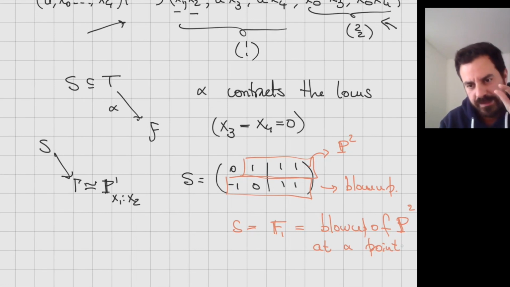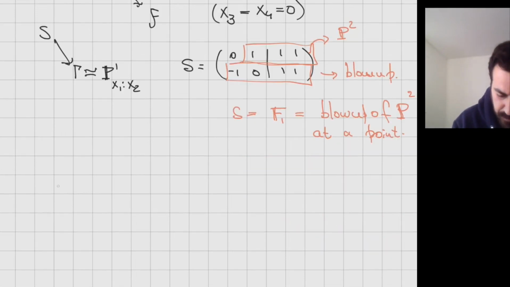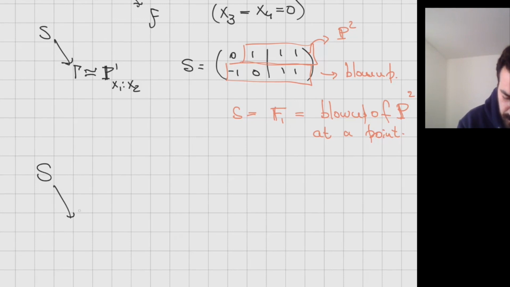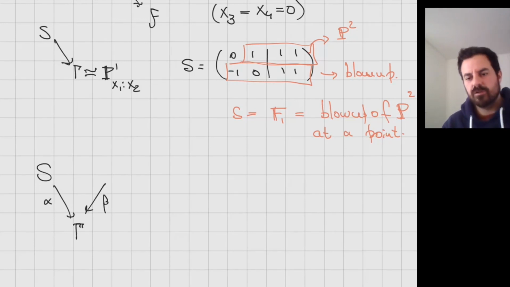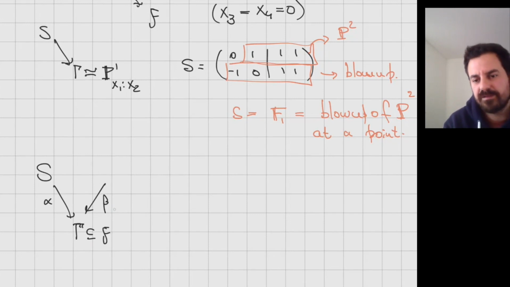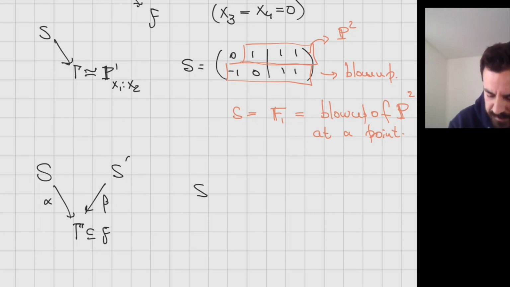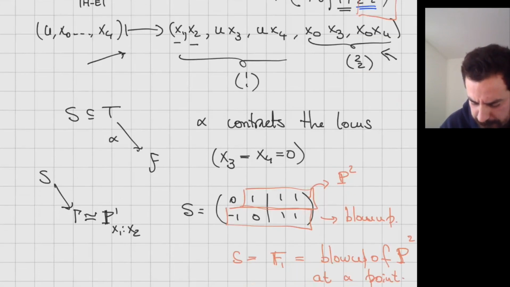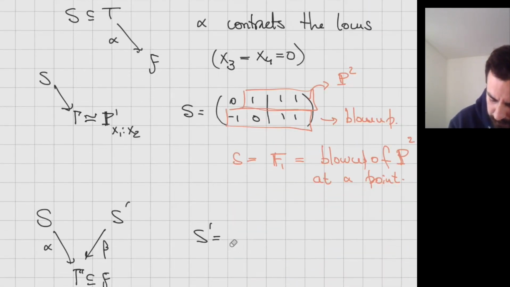Okay. So this is the picture you have. You have S being contracted to gamma, but on the other side, you also have some kind of contraction from T prime to your variety F. This beta is given exactly by the same thing, and it contracts a different surface S prime. Let me just say what this surface is. It's a P1 cross P1.